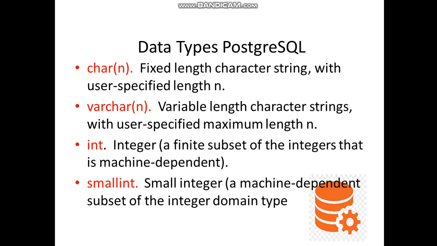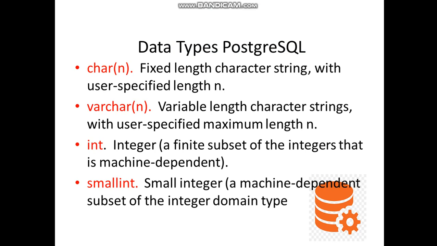Next is data types in PostgreSQL. So we have different data types. First is char of n: a fixed length character string with user specified length n. Varchar specifies a variable length character string with user specified maximum length. So your user can specify the maximum length, where varchar means variable length character.